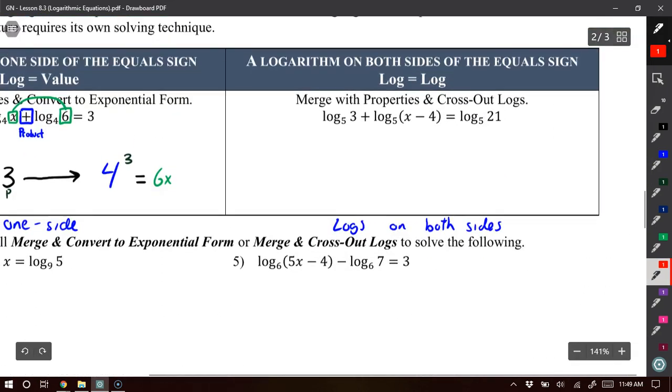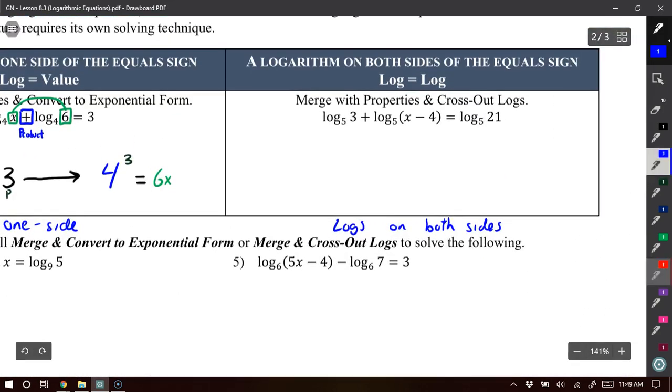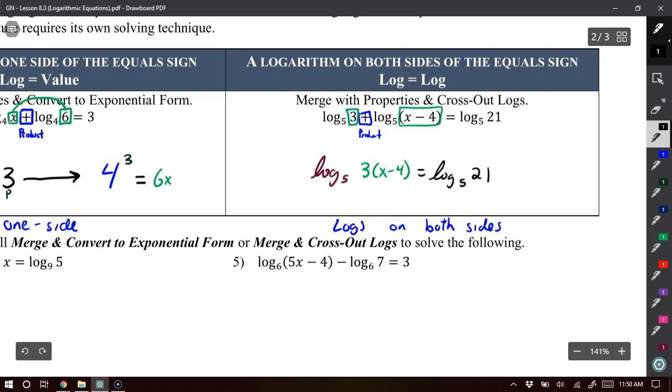Now, when it's like this, if you have a log on both sides, again, unfortunately, I made it a plus sign again, so it is a product rule. I should have made a minus sign, have a little bit of fun, do something different. We merge with the product rule. When we're adding, I'm going to multiply these together. So I'm going to take 3 times x minus 4, and that's going to allow me to merge it and say it equals log base 5 of 21. I mean, look how nice that right side is. It's one log all by itself. It's beautiful. So I had to do that to the left side.